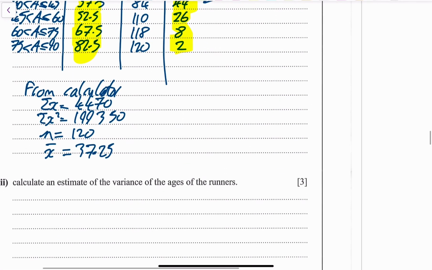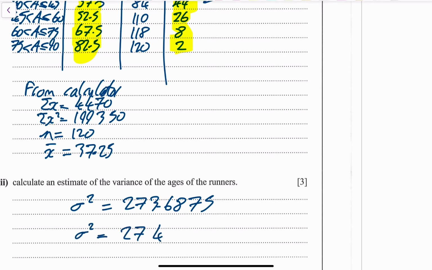Now the next thing asks you for the variance. Variance from your calculator is sigma squared, and it worked out as 273.6875. I don't think I'll take a mark off you if you don't do the next step here, but if you said then that's 274 to 3 sig figs.